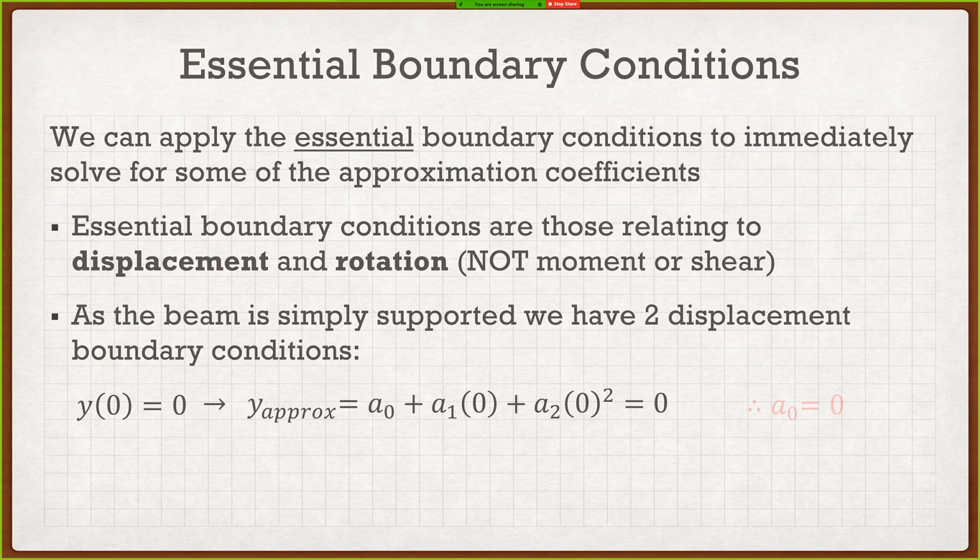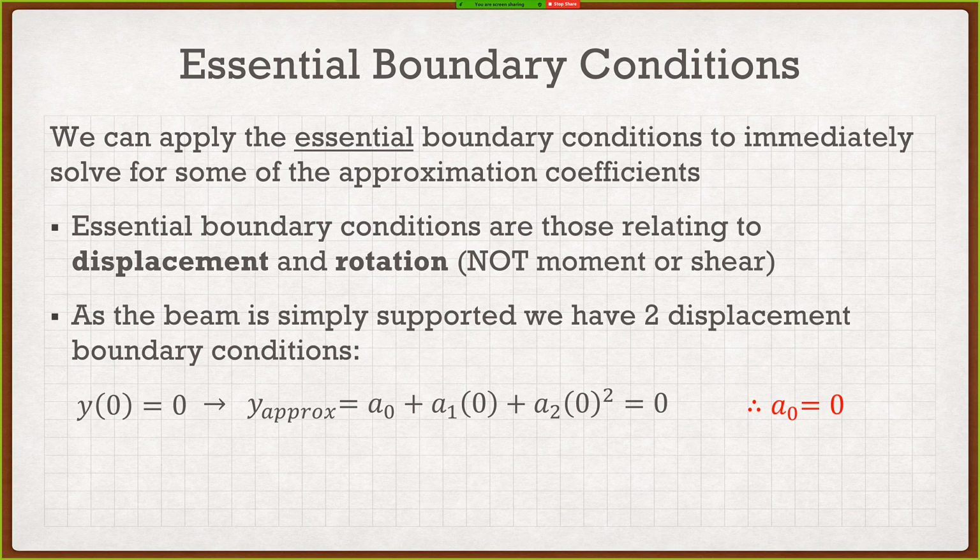And from this, we can see very clearly that A naught is equal to 0. And this is great. If we look at our quadratic solution, what we had is three unknown A terms, A naught, A1, and A2, and we've already solved for one of them. We know A naught is equal to 0, therefore we only have two terms left to go.